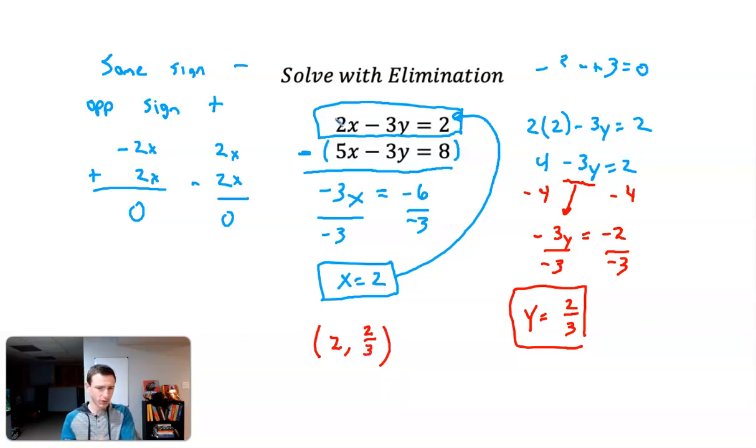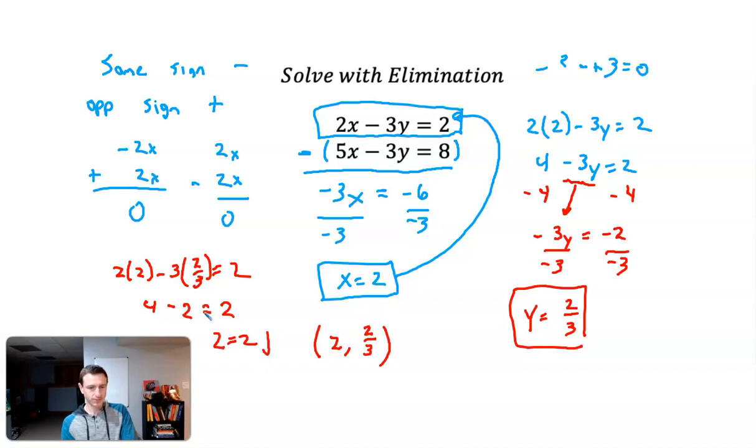And if you want, you can go back and check it if you really wanted to. Like if I wanted to do 2 times 2 minus 3 times 2/3, I should get back the answer of 2. 2 times 2 is 4, and then 3 times 2/3 is going to be 2. 4 minus 2 is 2. 2 equals 2. Check. So there you go, solving that system using elimination.